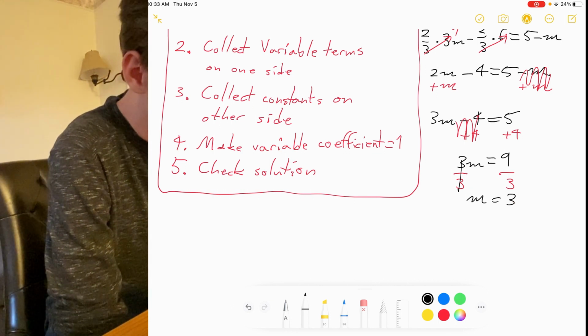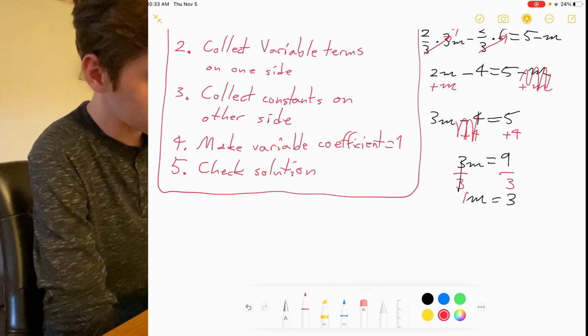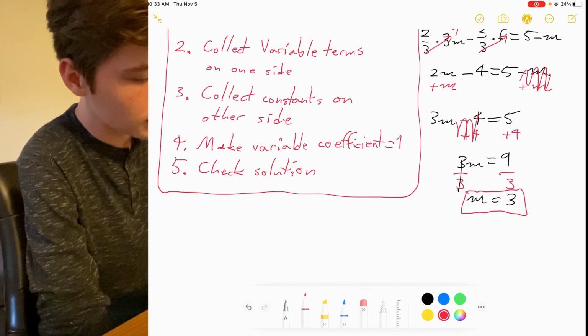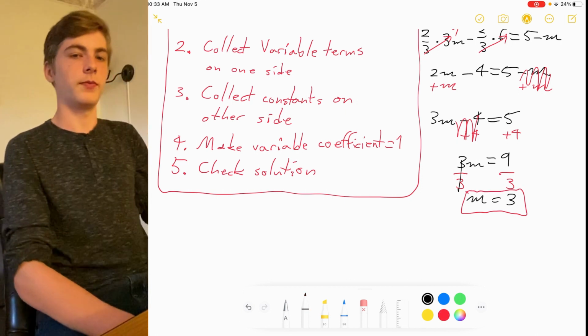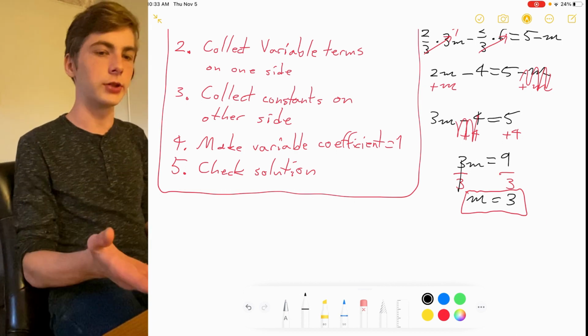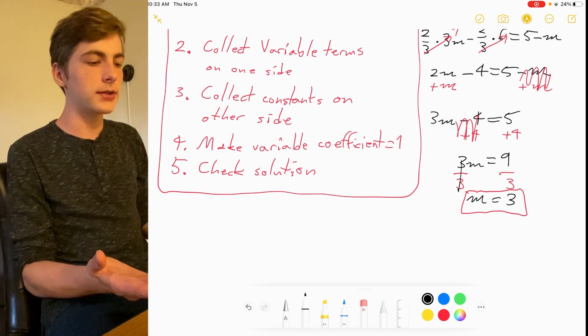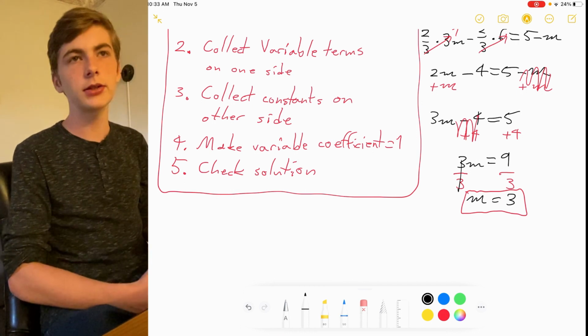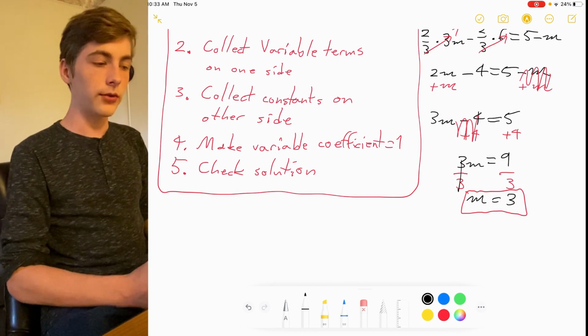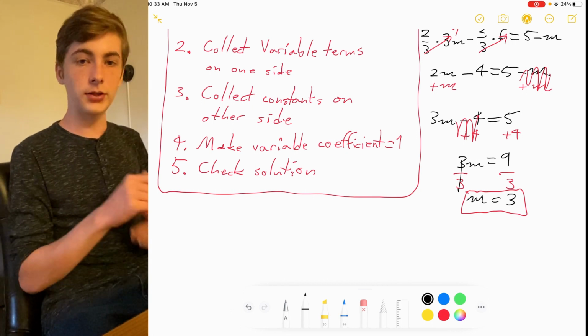And then 9 divided by 3 is just 3. So that would be our answer, m equals 3. But you'll notice there's another step. Step 5, check solution. And this is an important step because a lot of the times in math you're like, oh, did I get the right answer or not? I don't know. Well, it turns out with equations, you don't have to be confused about that.